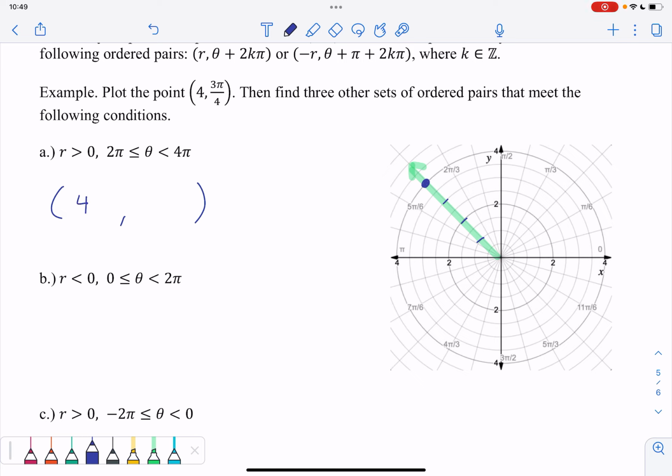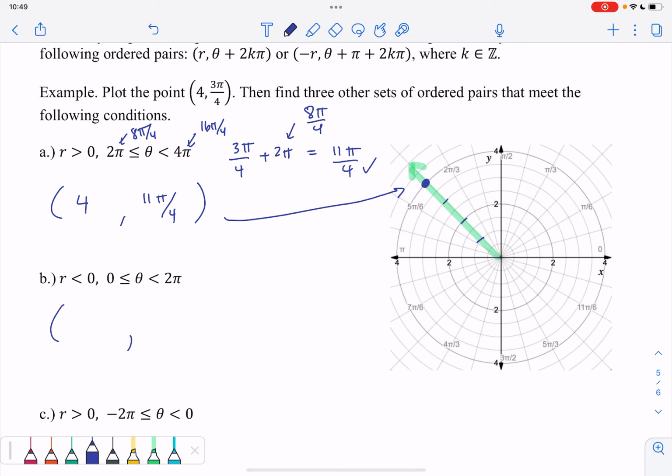Now it says, find the angle between 2 pi and 4 pi. Well, 3 pi over 4 is between 0 and 2 pi. So what I'm going to do is add 2 pi. 2 pi is really 8 pi over 4. So this is 11 pi over 4. Am I sure that that is between 2 pi and 4 pi? You can always check. 2 pi is 8 pi over 4. 4 pi is 16 pi over 4. Is 11 pi over 4 between that? It is. And so here is an ordered pair that meets those conditions, that also gets me over here.